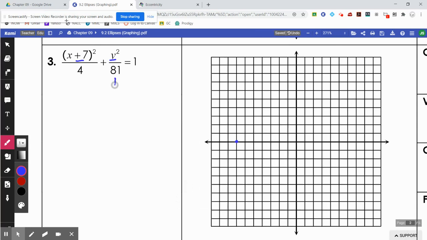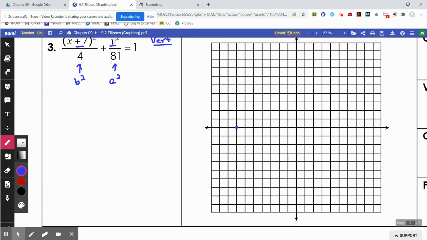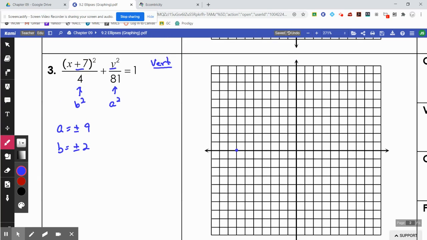Larger number right here, your a squared, is under the y. So this is going to be a vertical ellipse. Smaller number, b squared, is under your x. So here a is going to be plus and minus 9. b is going to be plus and minus 2. So let's go ahead and graph those.